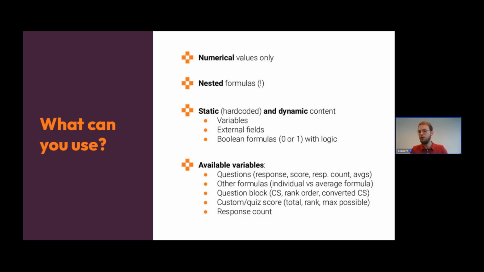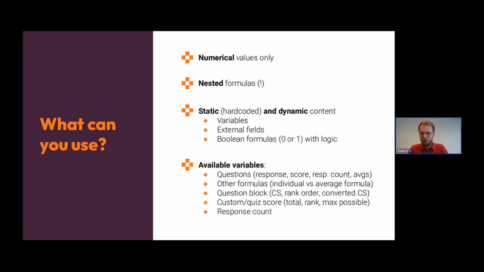And then over time, once you have enough respondents in, you could make it dynamic and then change that variable or that result with a variable calculation. In regards to dynamic content, this is typically done via either our variables, either external fields, which allow you to get data from external data sources, or with Boolean formulas that we define with custom score or with question logic.